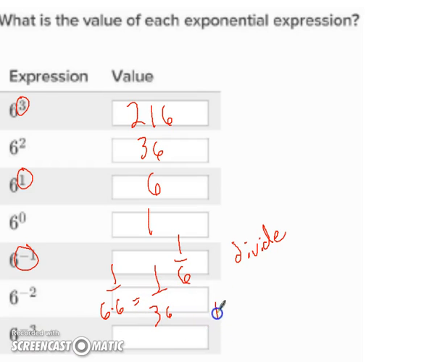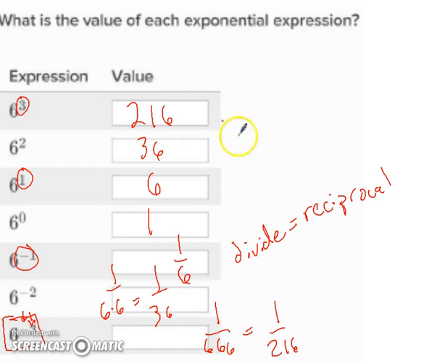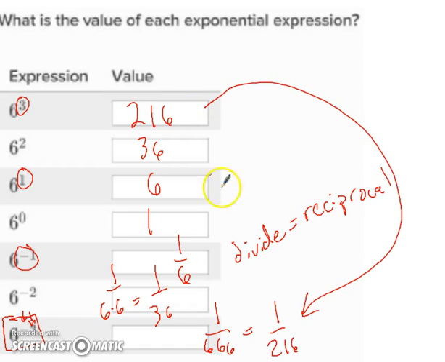And then if I divide by 6 three times, it looks like this. What is this? All I'm doing is I'm looking at this and saying what it means. This means divide by 6 3 times. So I'm dividing by 6 3 times. And that's 1 over 216. But I just proved what I said to you earlier, which is that divide means reciprocal. Because if you notice, 6 to the 3rd is the reciprocal of 6 to the negative 3rd. Okay, so negative exponents mean divide, and that's the same as reciprocal.